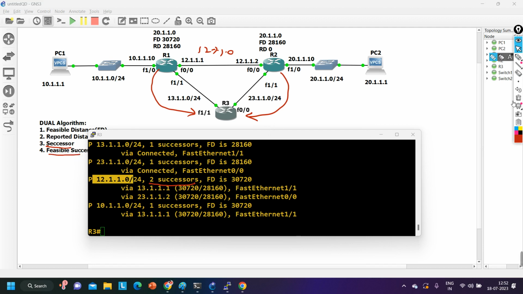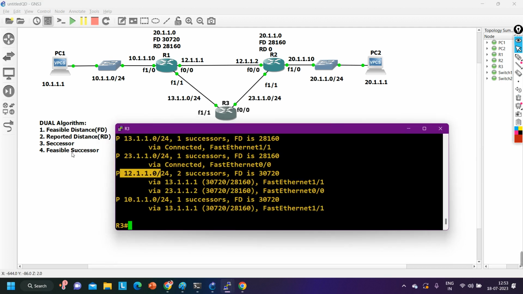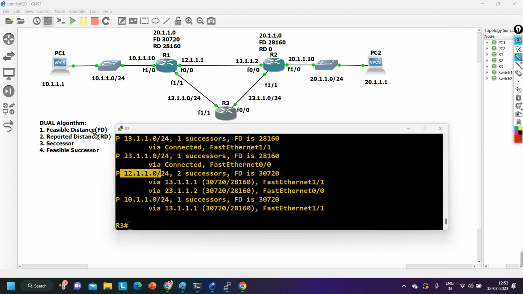Successor means best path and feasible successor means backup path. You know we have four terminologies. One is feasible distance, one is reported distance, one is successor and another one is feasible successor. So FD is total distance from source to destination, RD is total distance from neighbor to destination, successor is best path and feasible successor is backup path.